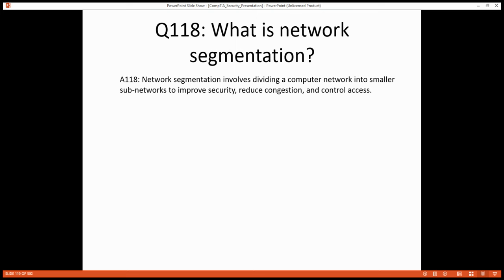Q118. What is network segmentation? A118. Network segmentation involves dividing a computer network into smaller subnetworks to improve security, reduce congestion, and control access.